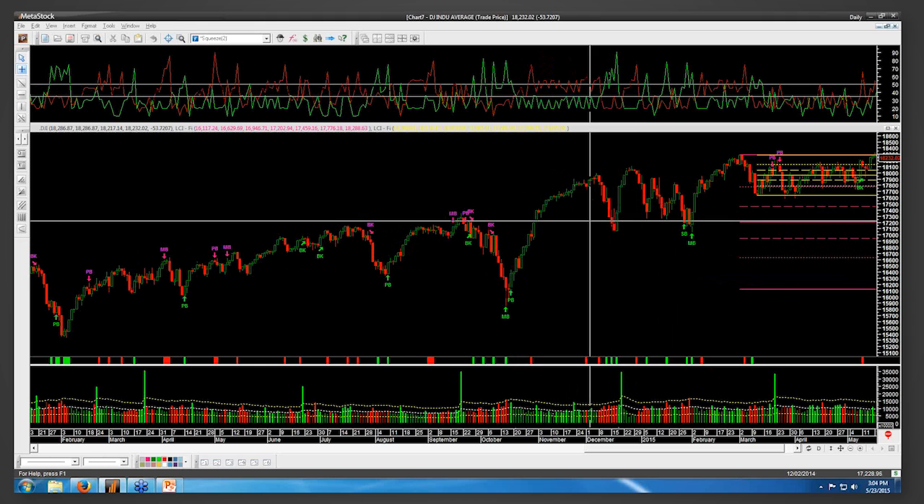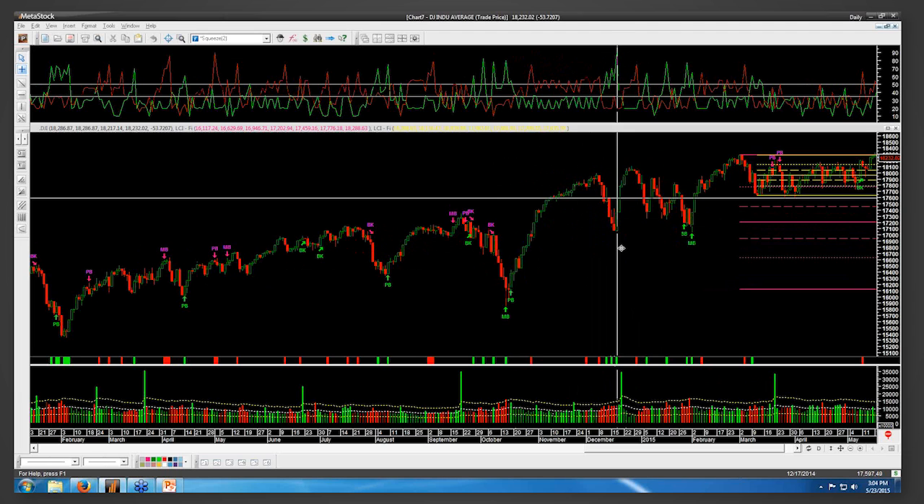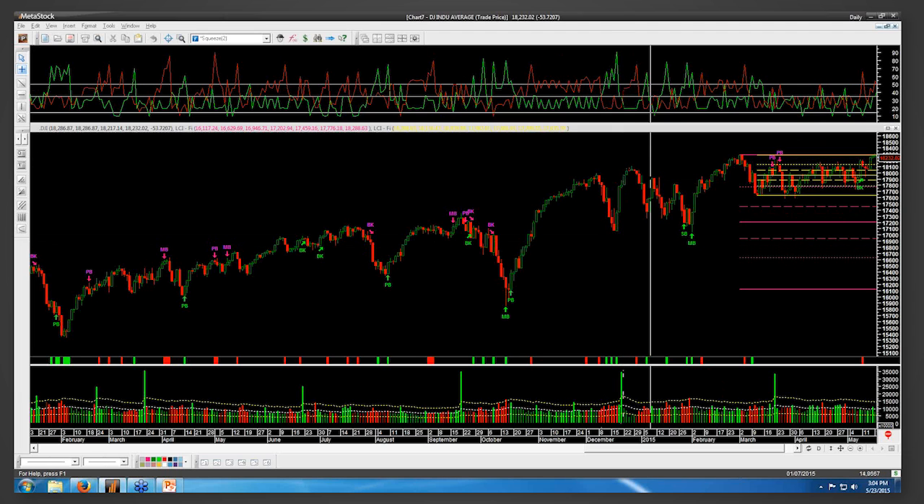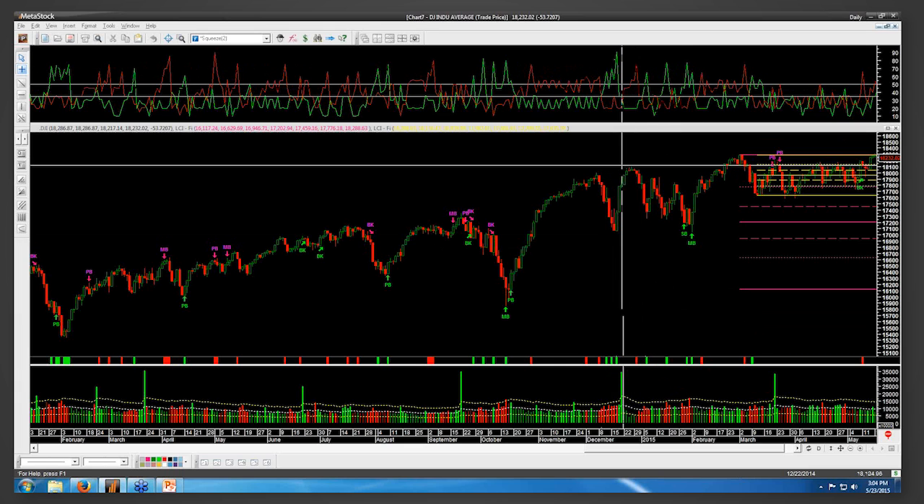Now, what happened again on this pullback? What was our scoring doing? We had a reversal scoring of 90. What did the market do? It followed that. We come back here into the sideways movement. We've got our bearish reversal. What did the market do?